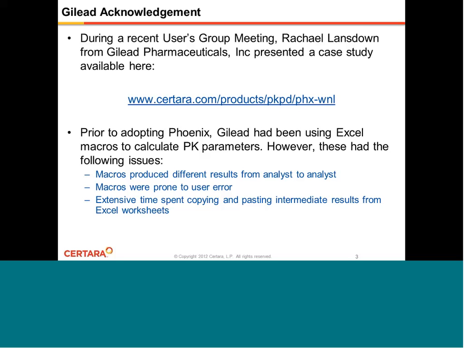Prior to adopting Phoenix, Gilead had been using Excel macros to calculate PK parameters. However, these had the following issues. The macros could produce different results depending on which analyst ran the macro. They were also prone to user error, as well as portability issues between different versions of Excel. And there was extensive time spent copying and pasting intermediate results from Excel worksheets.